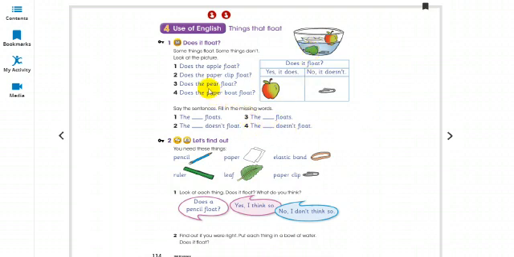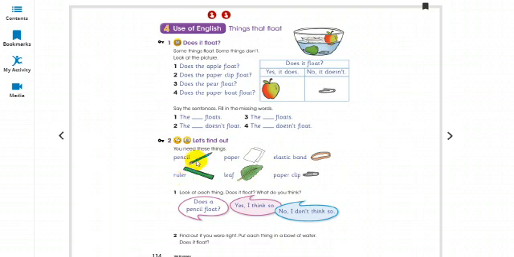The pear, P-E-A-R, doesn't float. So now you will have to find out these things. Now you will have to see these things here. You need these things with you now: pencil, paper, elastic band, paper clip, leaf and a ruler.